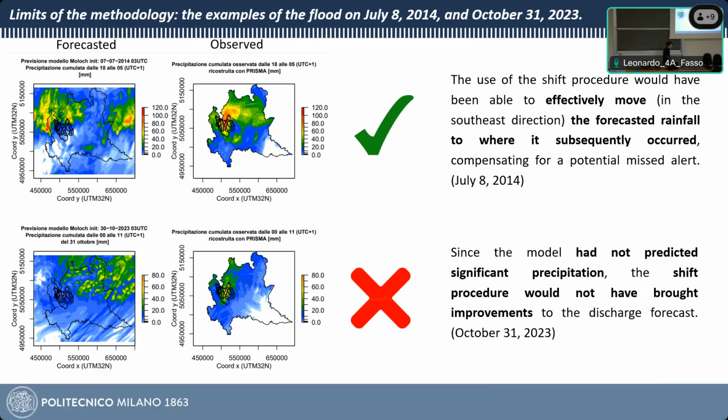But in case the meteorological model does not forecast anything, we can shift the forecast everywhere, but we don't have any significant discharge event forecast. So this is a limit of the methodology, in the sense that we always need the meteorological forecast, and in some way the meteorological forecast must be at least decent.